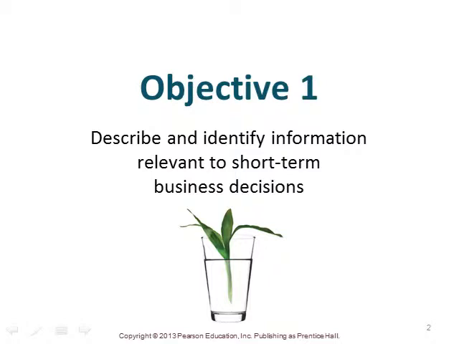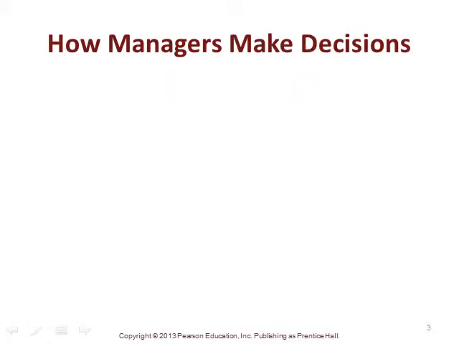So in this first section, what we want to do is describe and identify these short-term business decisions and the information that's relative to them. We always talk about making decisions, but it is a good idea to think through what our strategy for decision making is, so that we can create a model or a framework to think about a problem.